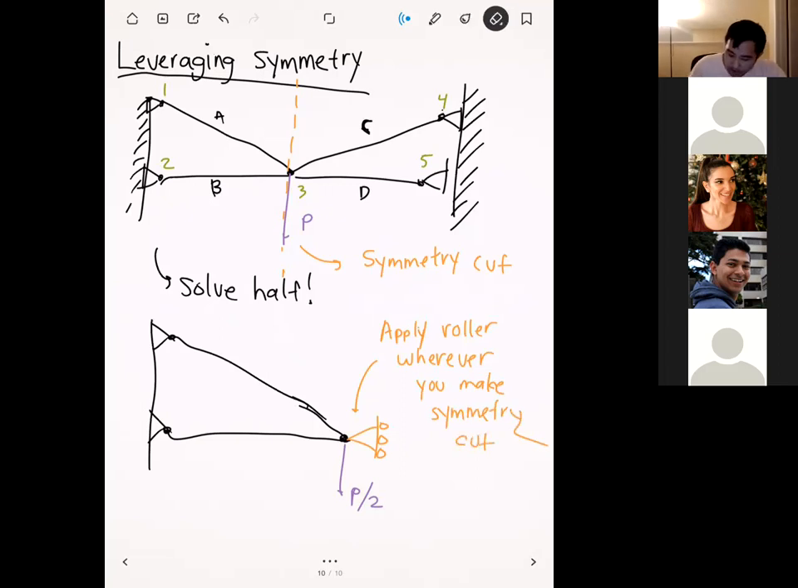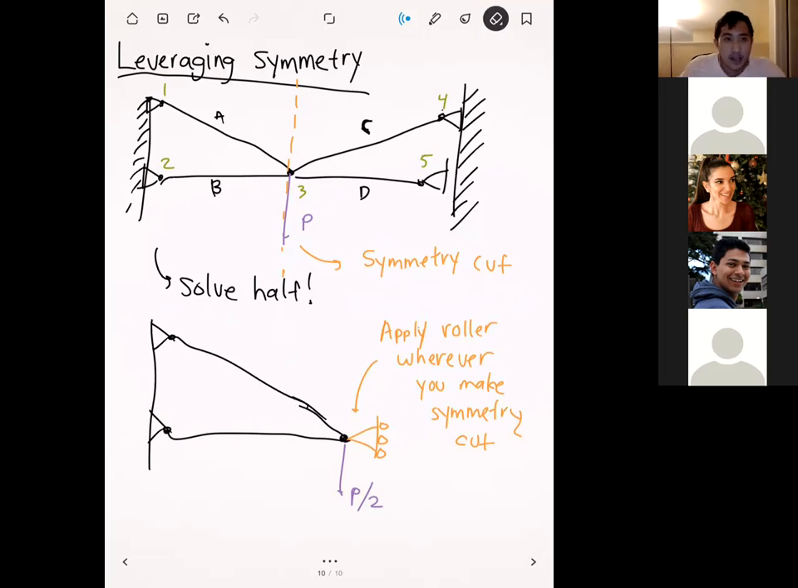Okay, and basically that makes sure that the structure doesn't displace past that. Because if you had any horizontal displacement at node 1, then you technically wouldn't have a symmetrical structure, right? And so we call this a symmetry boundary condition. This basically makes sure that your structure actually stays symmetric.